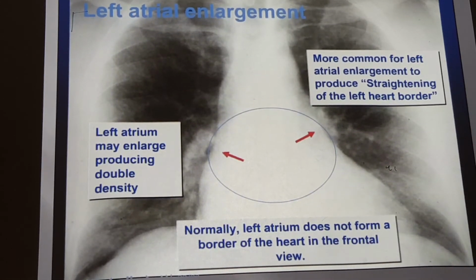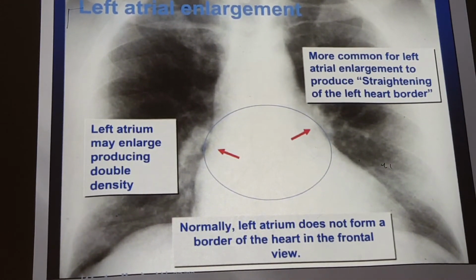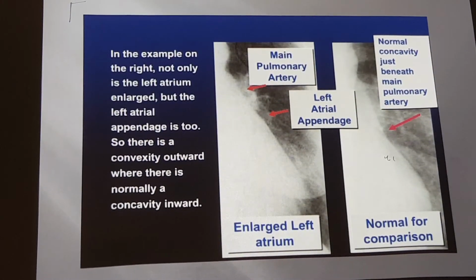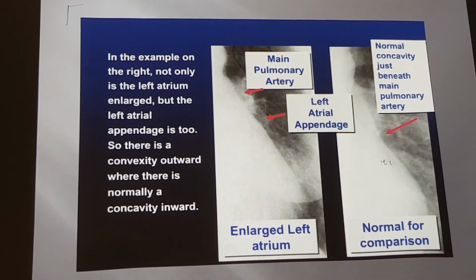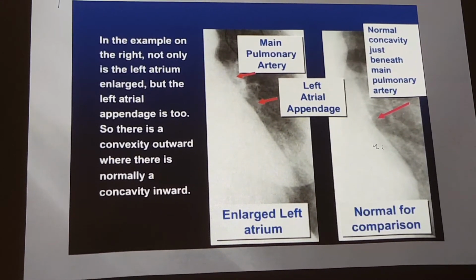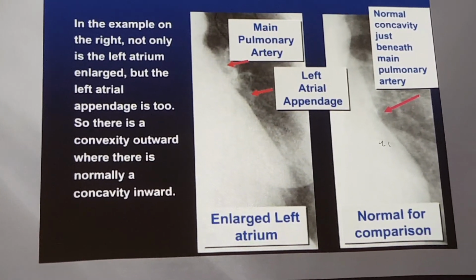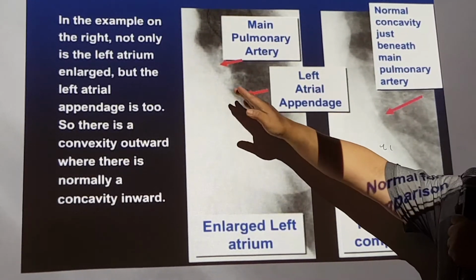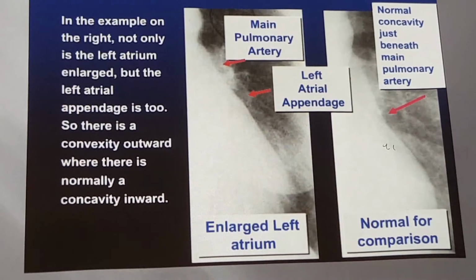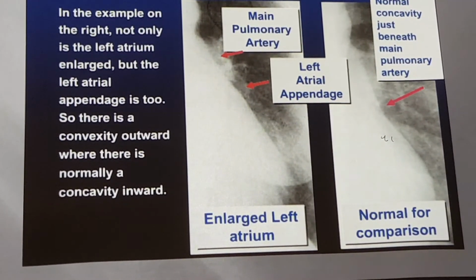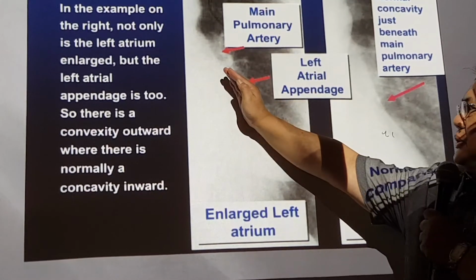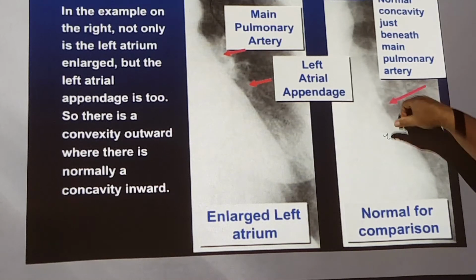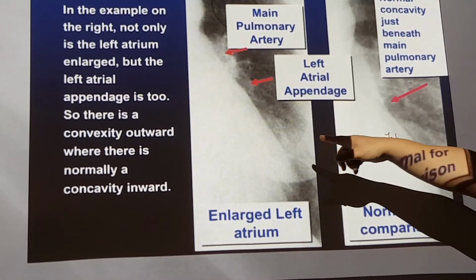So as stated there, normally your left atrium does not form a border of the heart in the frontal projection. So this one is an example. So in the example on the right side, not only is the left atrium enlarged, but the left atrial appendage is also enlarged. So there's already convexity of the left atrial appendage. Outwards, there's a slight bulge. So this one is actually the normal. It's the mild concavity of your left atrium. So that's the abnormal, that's the normal.